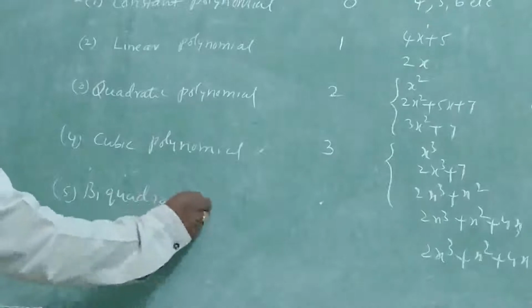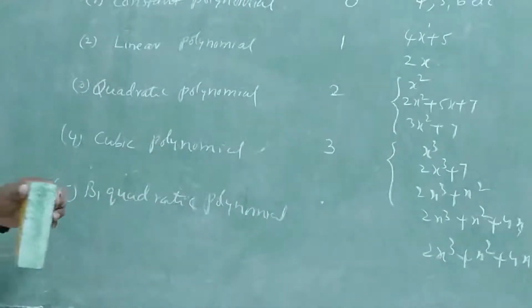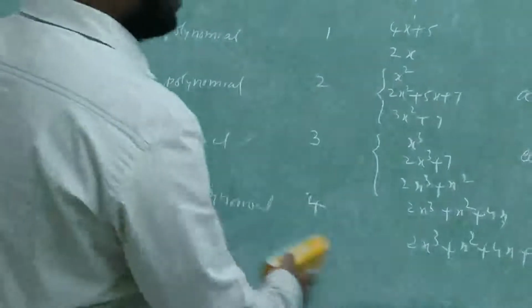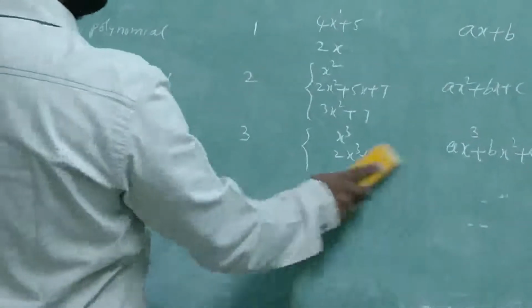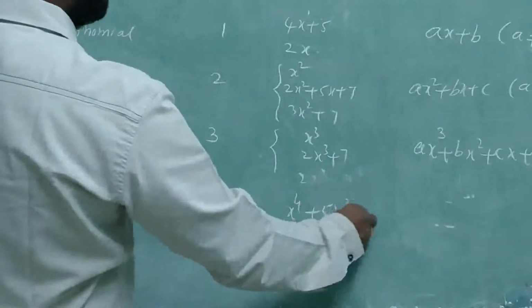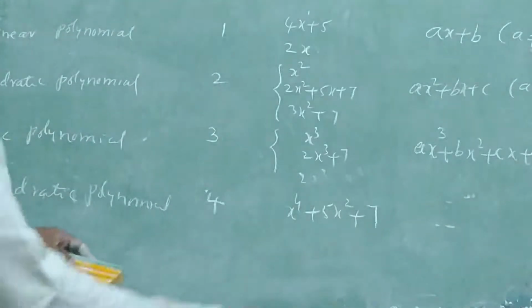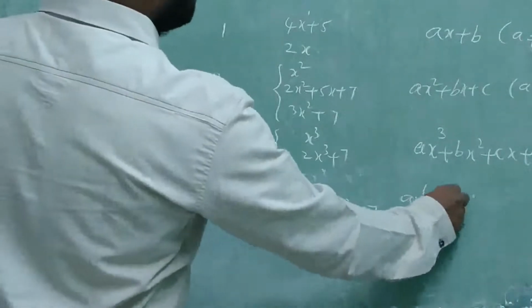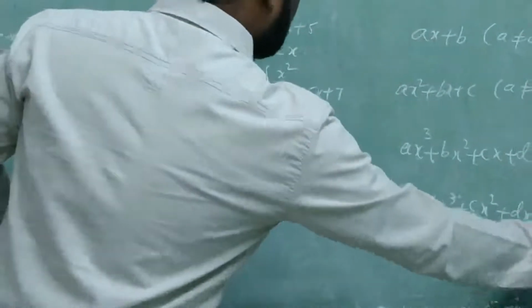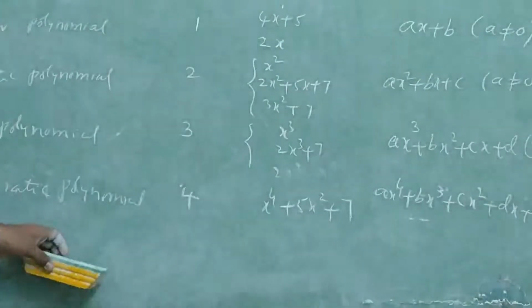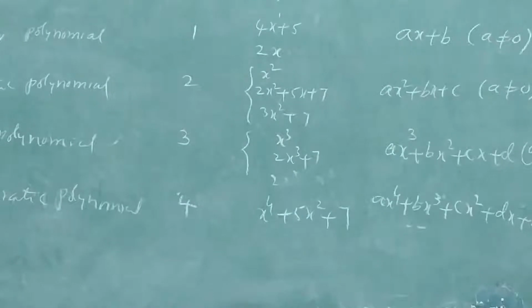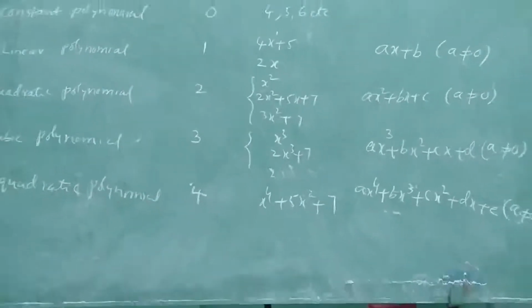Biquadratic polynomial. What is a biquadratic polynomial? If the degree of the polynomial is 4, such a polynomial is called a biquadratic polynomial. For example, x to the power of 4 plus 5x square plus 7. Its general form is ax to the power of 4 plus bx cube plus cx square plus dx plus e, where a is not equal to 0. These are the different types of polynomials depending upon their degrees.